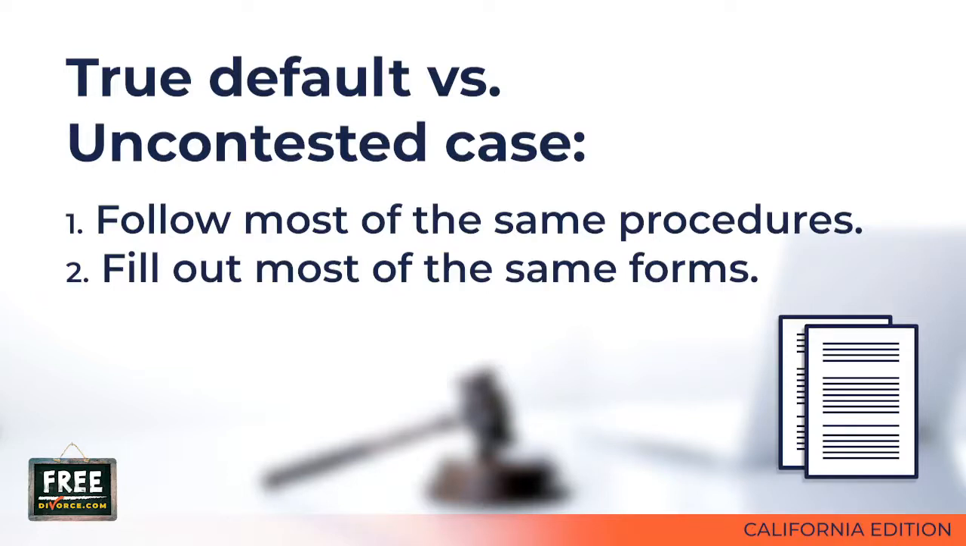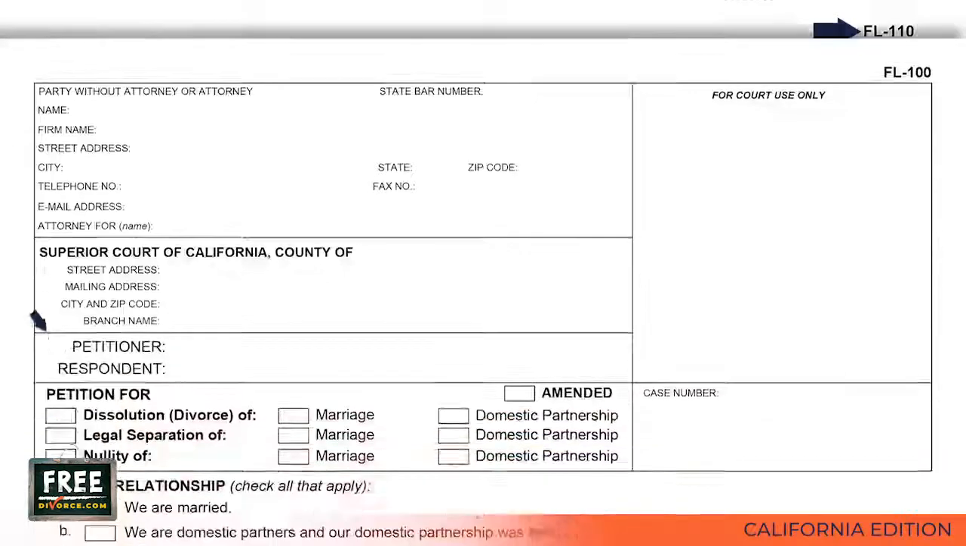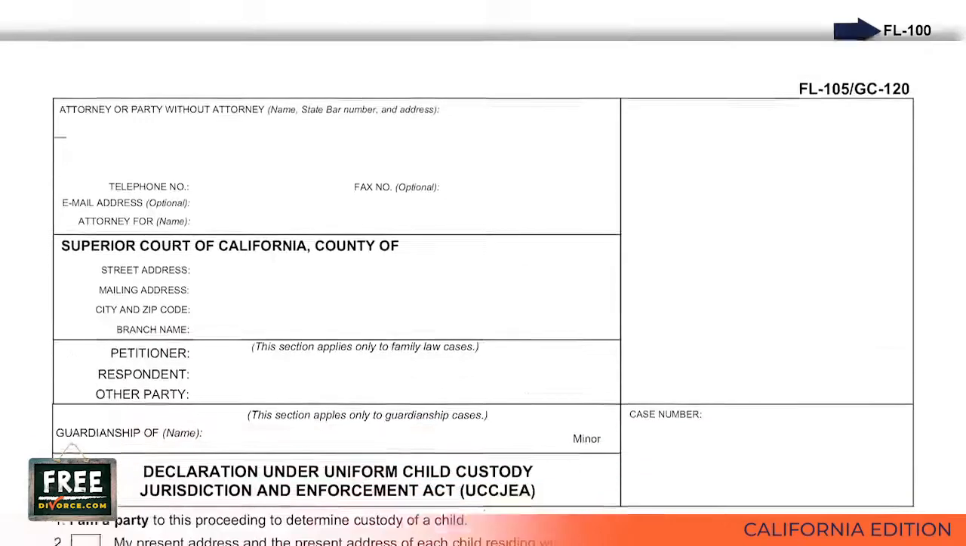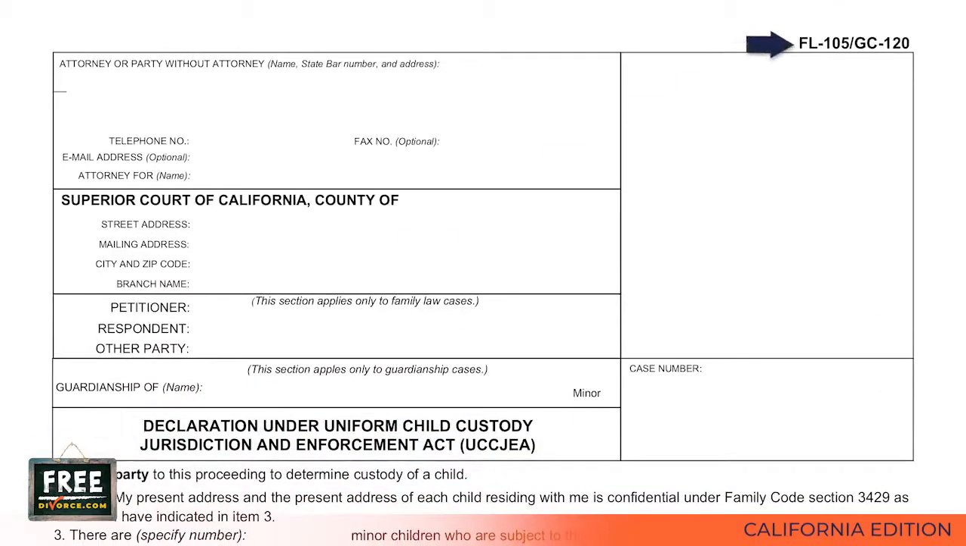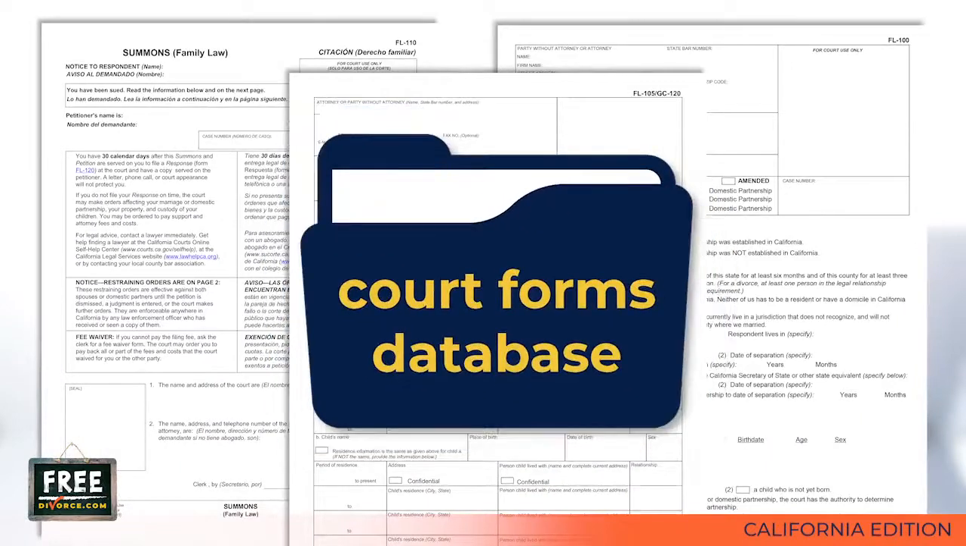To start a true default case, you file with the court the same court forms that we discussed in our initial filings video for other types of divorces. I'm referring to the summons, which is FL-110, the petition, which is FL-100, and if you have minor children, the UCCJEA, which is FL-105. All of these forms can be found in our court forms database. You can always go to our court forms database and find any and all of the forms that we discuss in any of our videos.